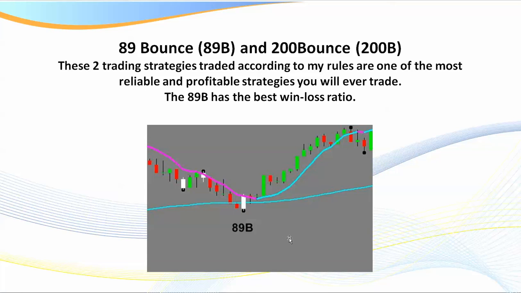Now, I'll occasionally take the 200B. It's a great trade, but you've got to be very careful with the 200 because quite often you're starting to get a bit of a rollover. The market is starting to roll over. But the 89B, here you are in on this candle here. It's got a great winning ratio. It's a very high probability trade, and it's easy to learn how to trade it in the right conditions. There are certain rules to it, but all of these are high probability trades.